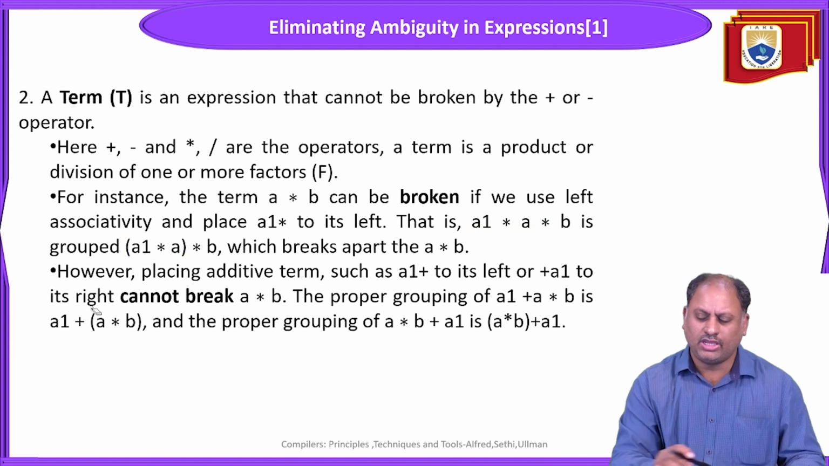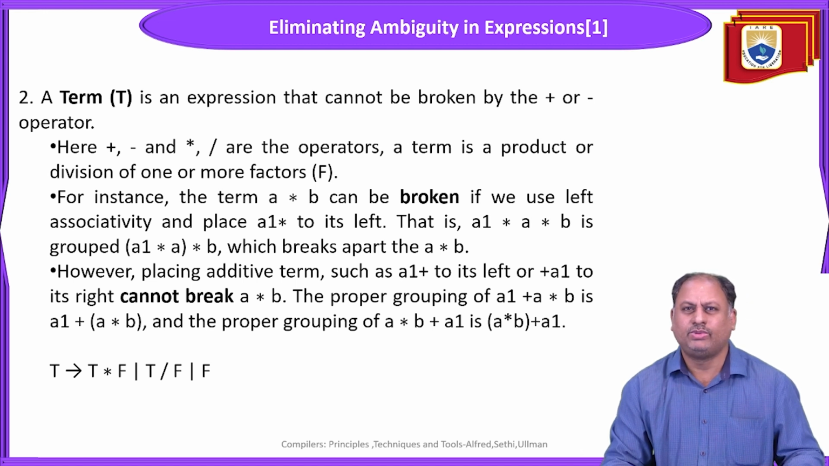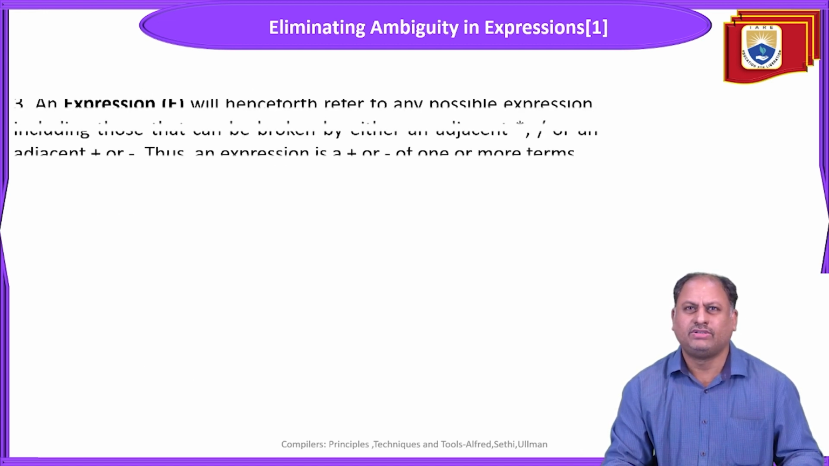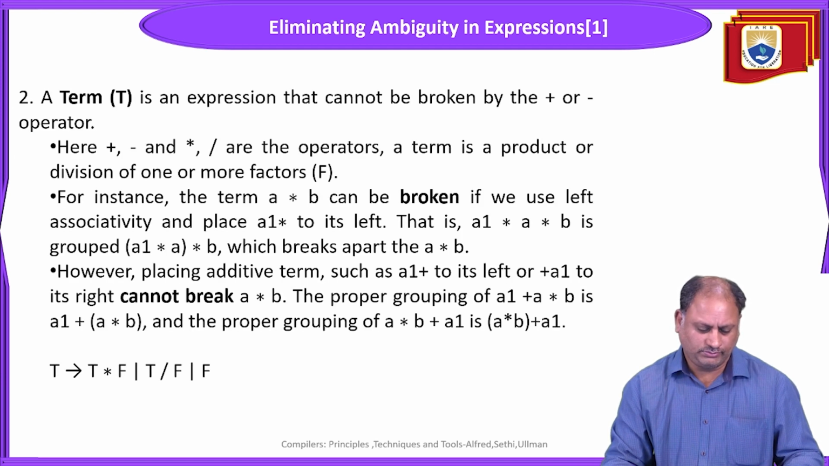With the help of this, we are going to avoid some ambiguity in the given expressions. See for example here, T star F in the given expression: T star F, T divided by F, F. So here star and slash. Based on the precedence, either star is to be considered or slash is to be considered.